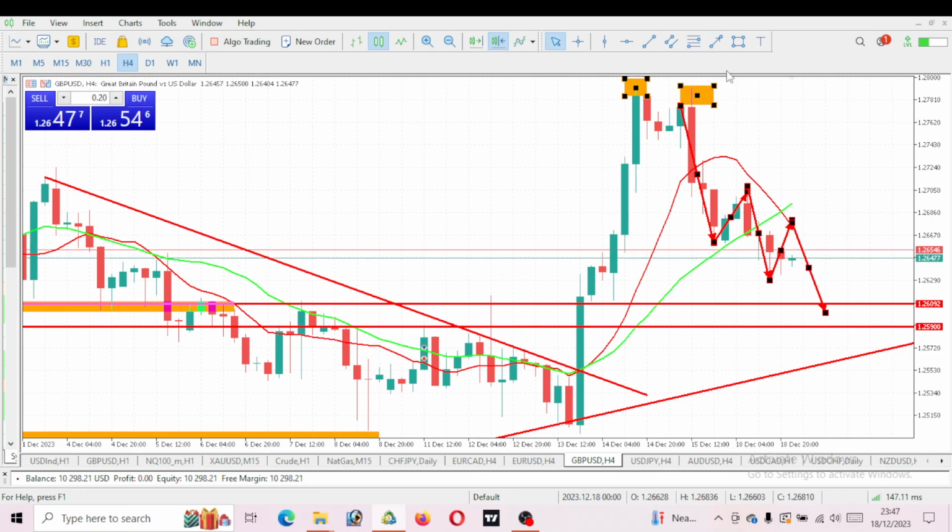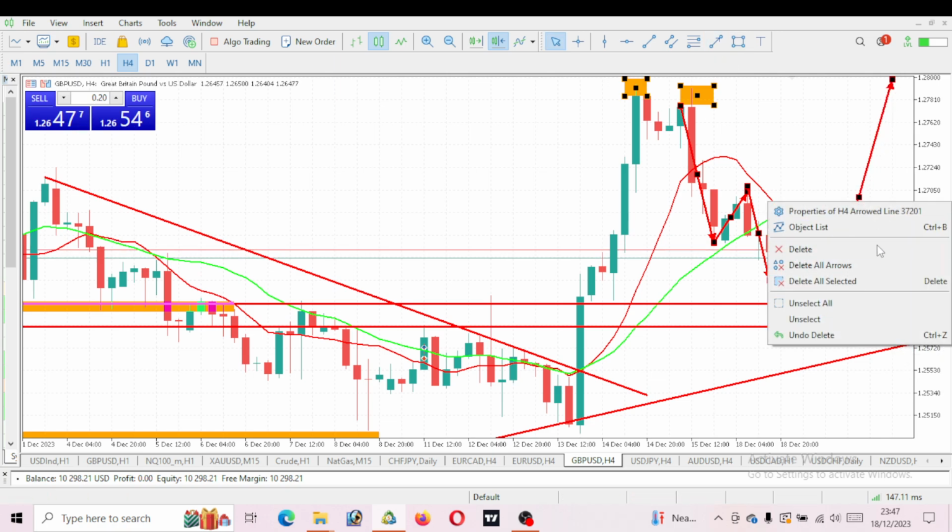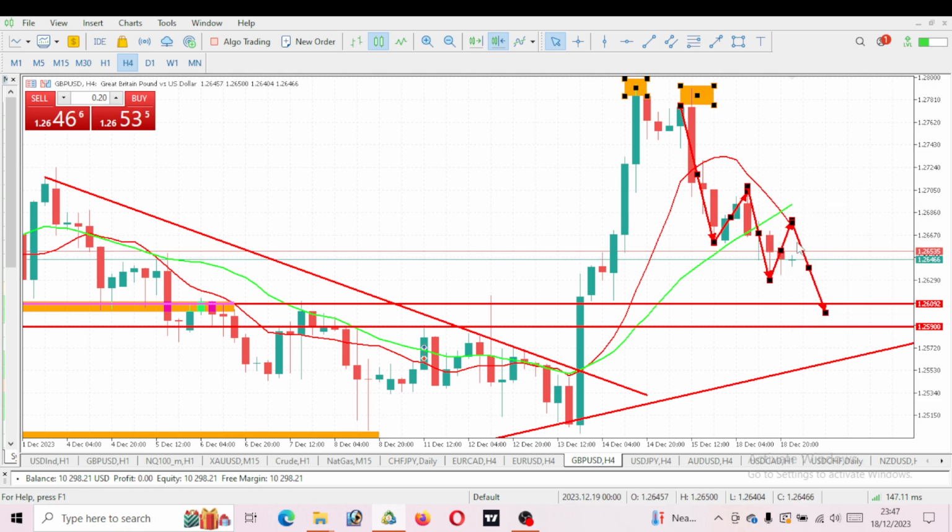If that one more drop happens, then we can start expecting that bullish move to the upside on GBP USD. First, we are expecting that one more drop. So let's see the lower high to be finished. If the lower high plays out, then expect one more drop before we can start expecting the bullish move to the upside.